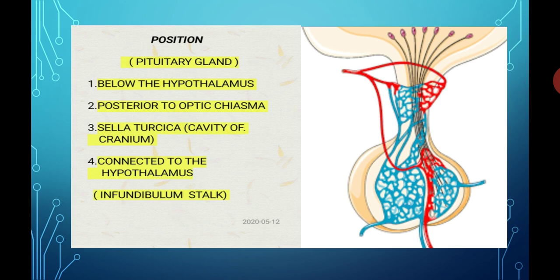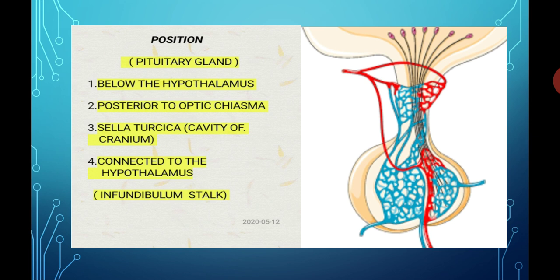Students, this pituitary gland is connected to the hypothalamus by means of a stalk. That stalk is called the infundibulum stalk. So the pituitary gland is connected to the brain, or the hypothalamus, by means of one stalk, and the name of that stalk is the infundibulum stalk. So this is about the position of a pituitary gland.